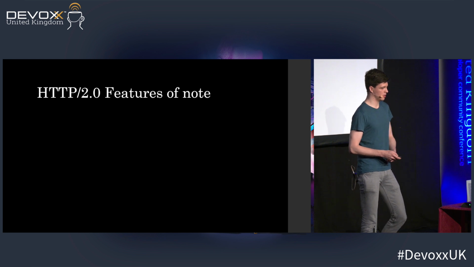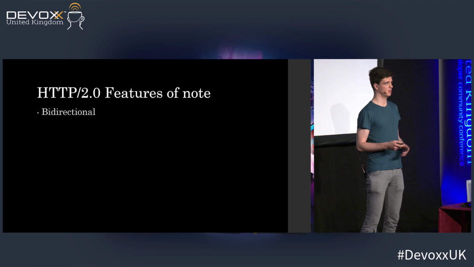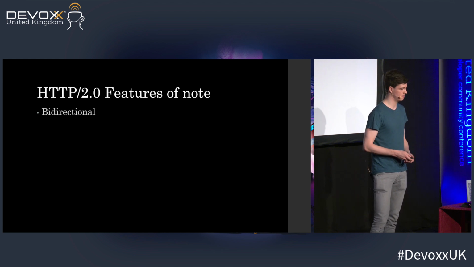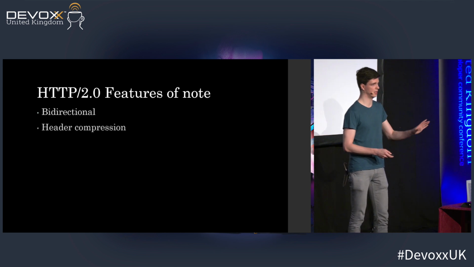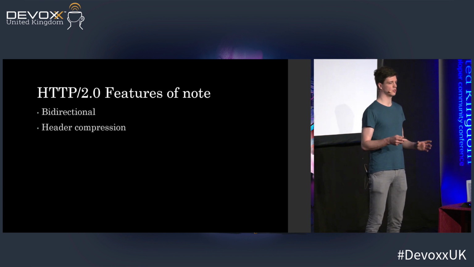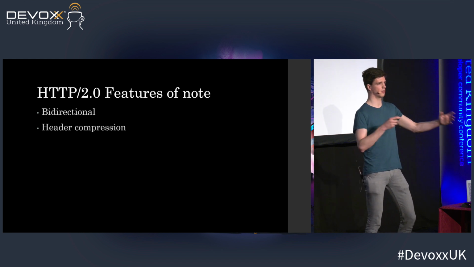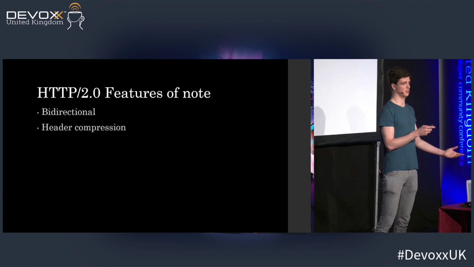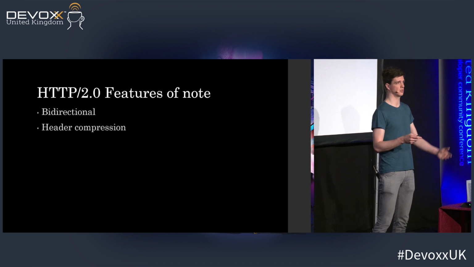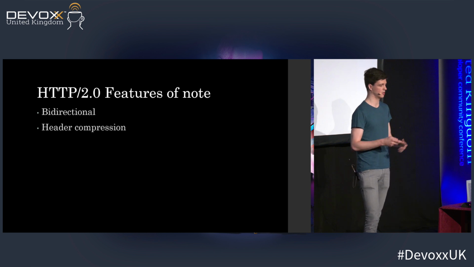Some features of note, it was bidirectional. For the first time, the server could send you data without you asking for it. More on that later. There's some header compression going on, so we realized that a lot of the headers that we send back and forth to our users are actually the same headers every request, because like your user agent isn't going to change in the middle of your session. So you can compress that pretty smartly, actually.